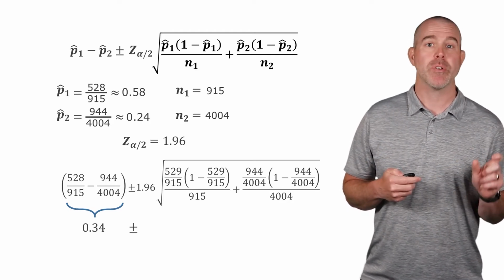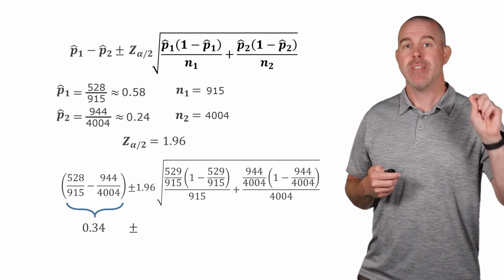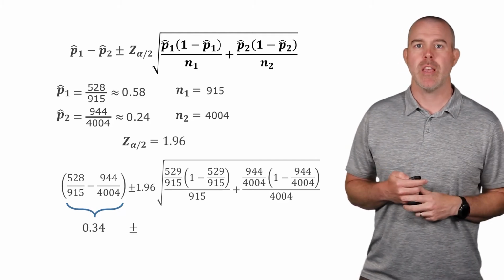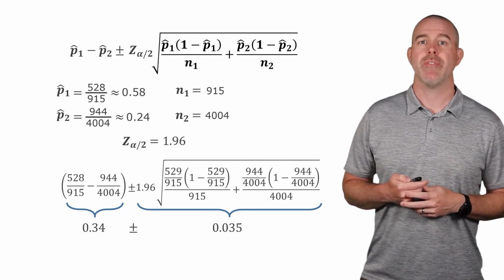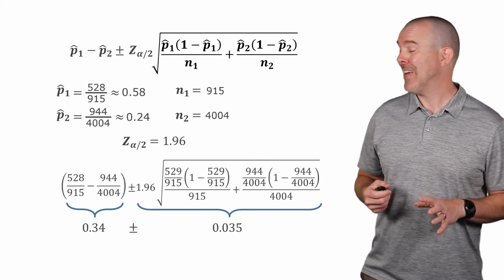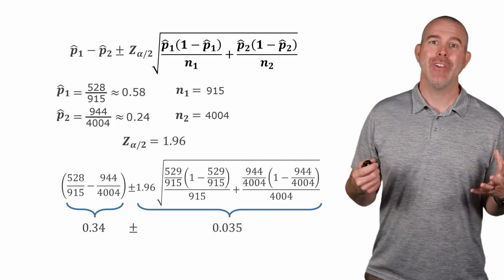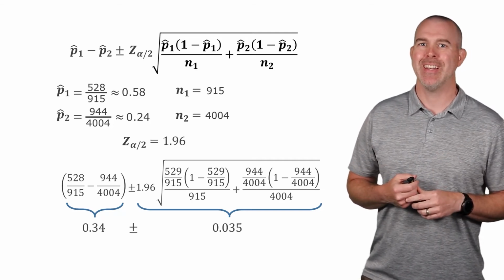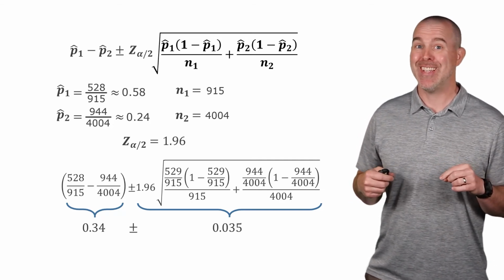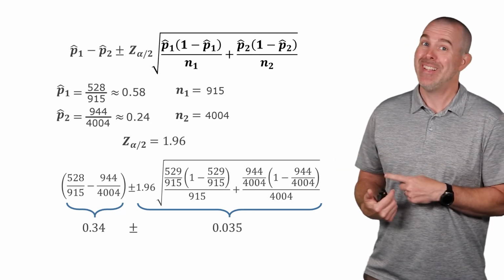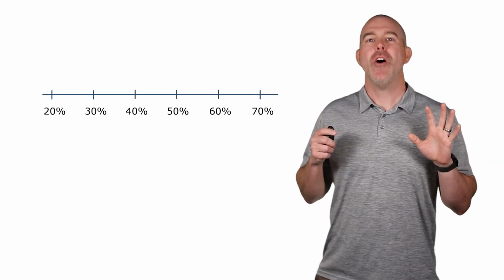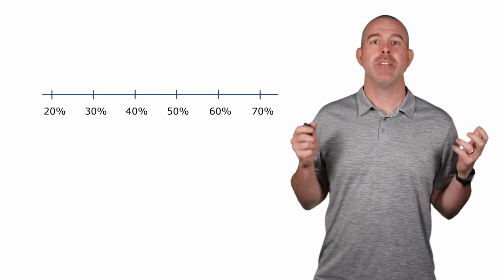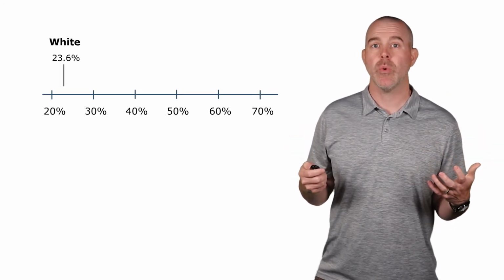We get about 34% is the sample difference, the difference between the sample proportions. And then the margin of error is about 0.035. Now, when I look at this, I have to laugh. We can do this in StatCrunch, and I'll show you how to do it in a second. But when I first started teaching almost 20 years ago, we really had to do all this by hand, those poor students.